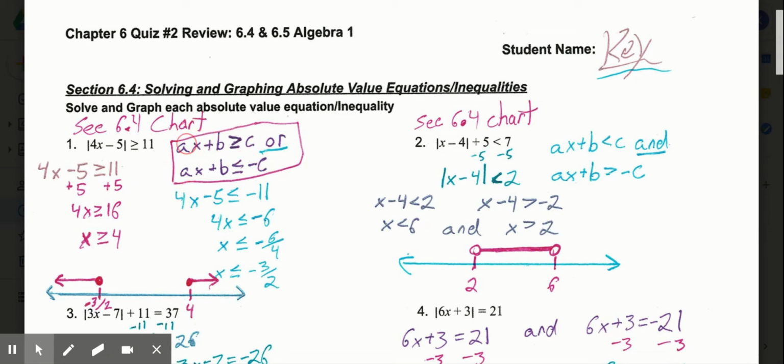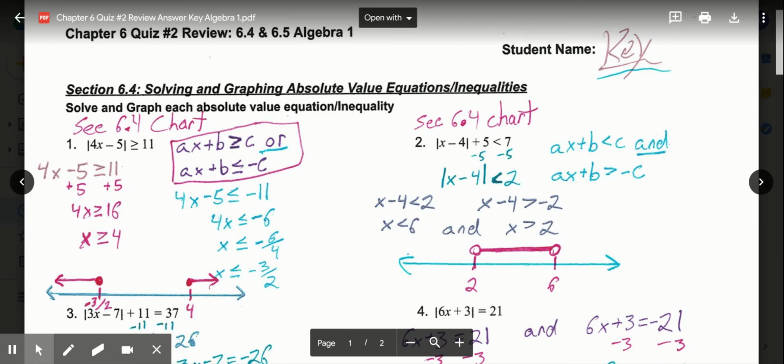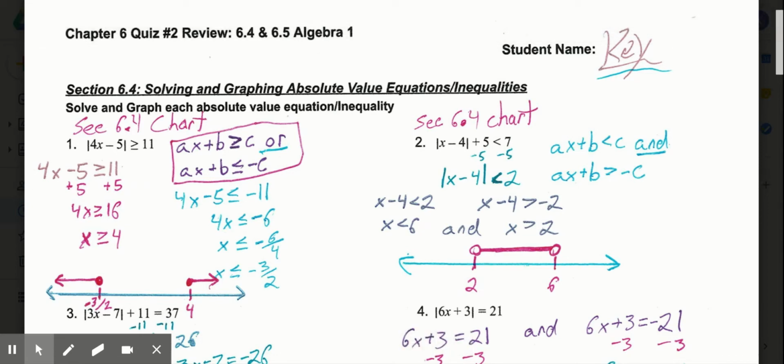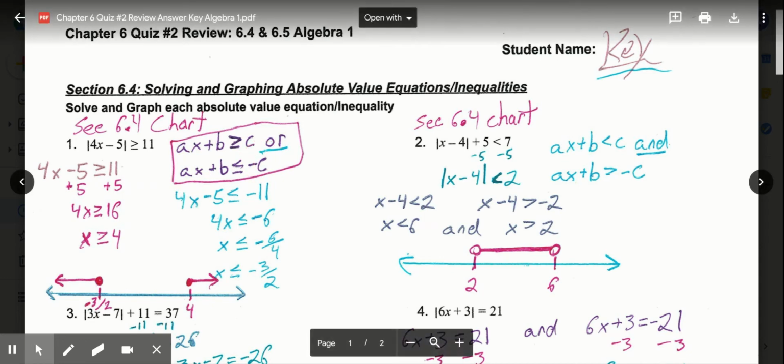So in this case, our two different setups would be take what's inside the absolute value. 4x minus 5 is greater than or equal to 11, or our other setup would be 4x minus 5 is less than or equal to negative 11. And that's coming from these two inequalities right here. So then we need to solve both for x. So we'll add 5 to each side and then divide by 4.